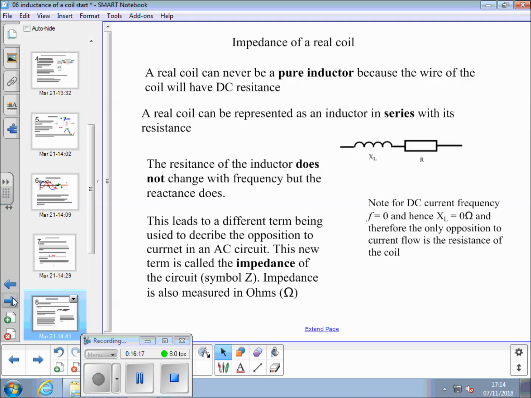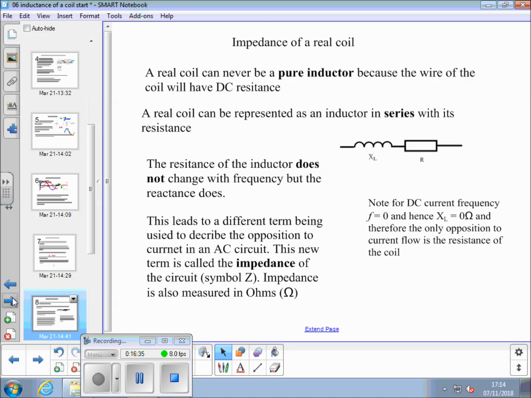So it's getting confusing now. We've got three things already measured in ohms. They're all different: resistance, inductive reactance, impedance. The key thing is impedance is a vector quantity. It's got direction and size.